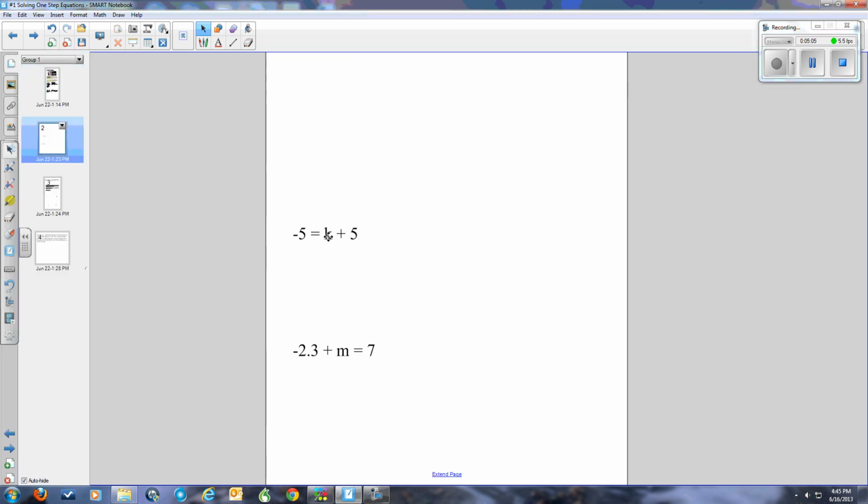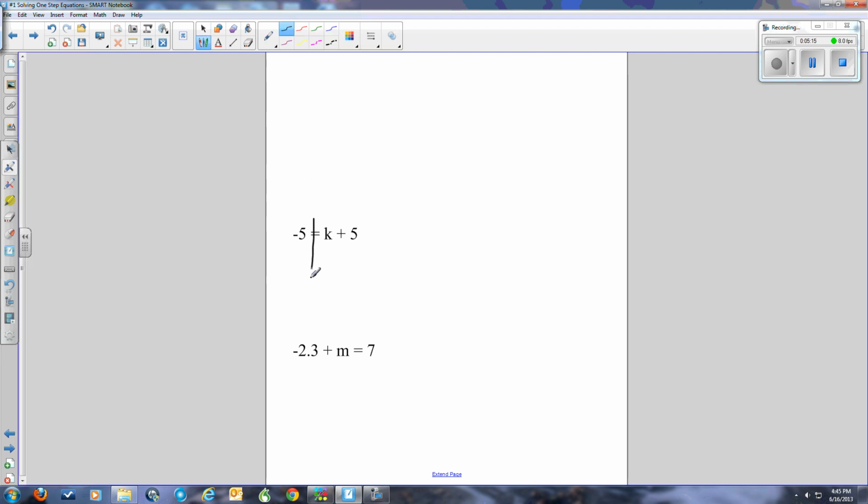And here we are given negative 5 equals k plus 5. So keep in mind, we want to get k alone. So draw a line down through the equal sign. 5 is being added to k, so you are going to do the opposite and subtract 5 from each side. So we end up with negative 10 equals k because the negative 5 and positive 5 cancel out.